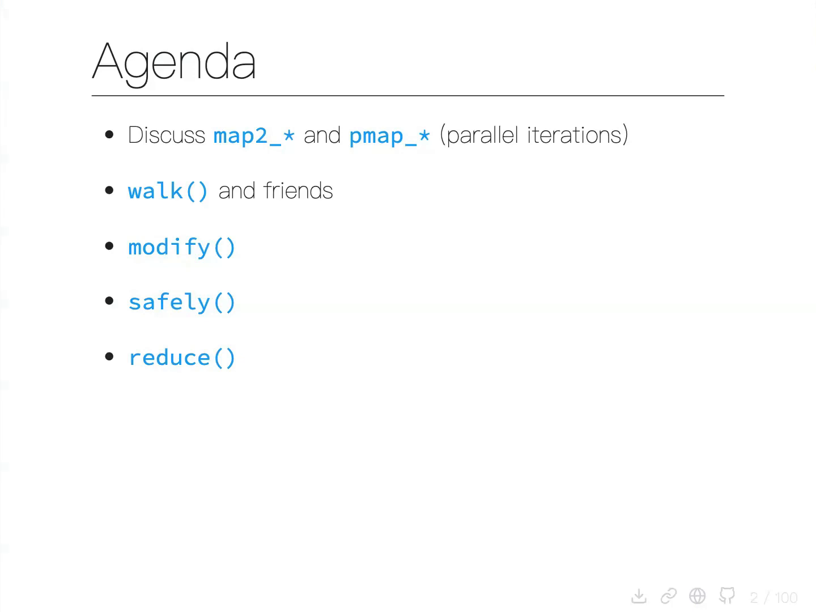We'll also talk very briefly about modify, which again is quite similar to map, but has differences on its output. Safely, which is very different from map. It's a completely different thing. And reduce, which is also quite different. I had a hard time coming up with good examples for that, but I do think it's a nice function.